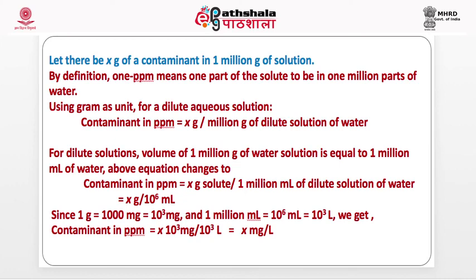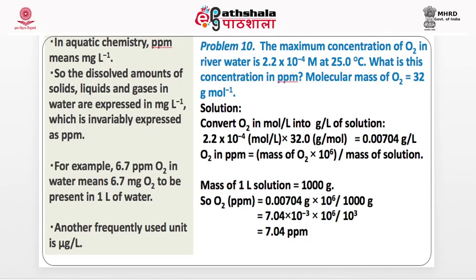As discussed earlier, the volume of 1 million gram of water solution is equal to 1 million milliliter of water, because the mass of 1 milliliter of water is equal to 1 gram, so they can be used interchangeably. Contaminant in ppm is x gram of the solute divided by 1 million milliliter of dilute solution of water, x divided by 10 to the power 6. Since 1 gram is equal to 1000 milligram, and 1 million milliliter equals this, we get this answer. In aqueous chemistry, ppm means milligram per liter.